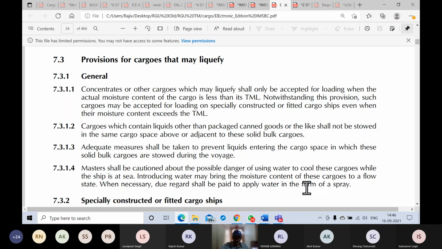There was a talk, if you remember, regarding DRI, which is prone to self-heating, and cooling it. When you are using water spray to cool, you have to keep in mind that this can develop a flow state. When you are cooling the cargo by introducing water, you are going to increase the moisture content and you can lead to flow state.